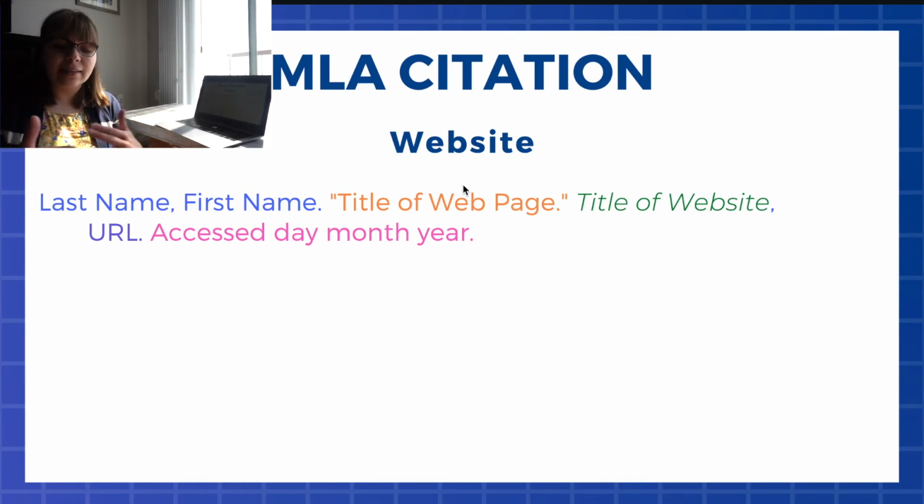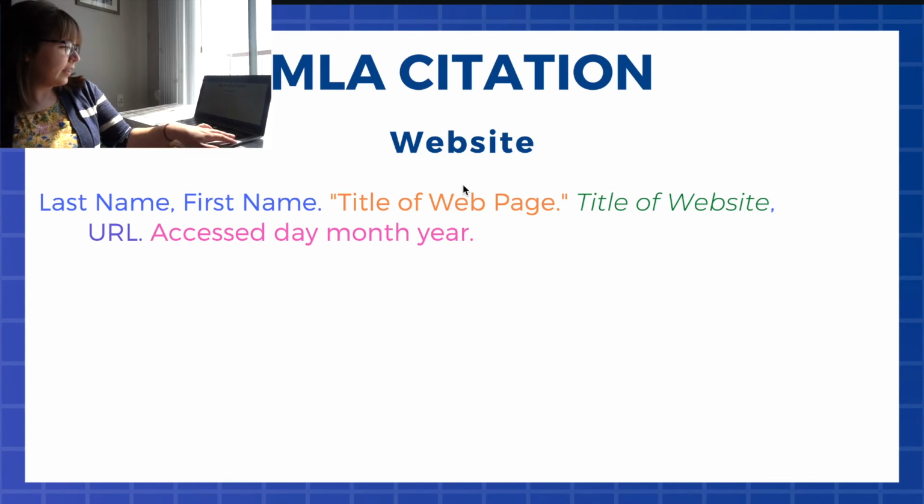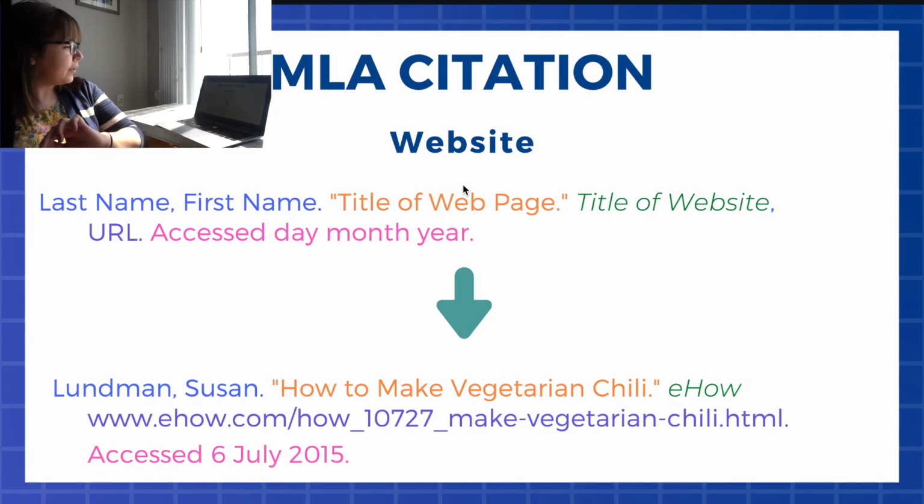Within MLA, access dates in a lot of cases are optional, but you want to make sure that you're including that access date for a website, because websites are types of information that can change rapidly, and you want to make sure if you got that information today, tomorrow it could change, so it's always important to include an access date for websites. And what that could look like would be this.